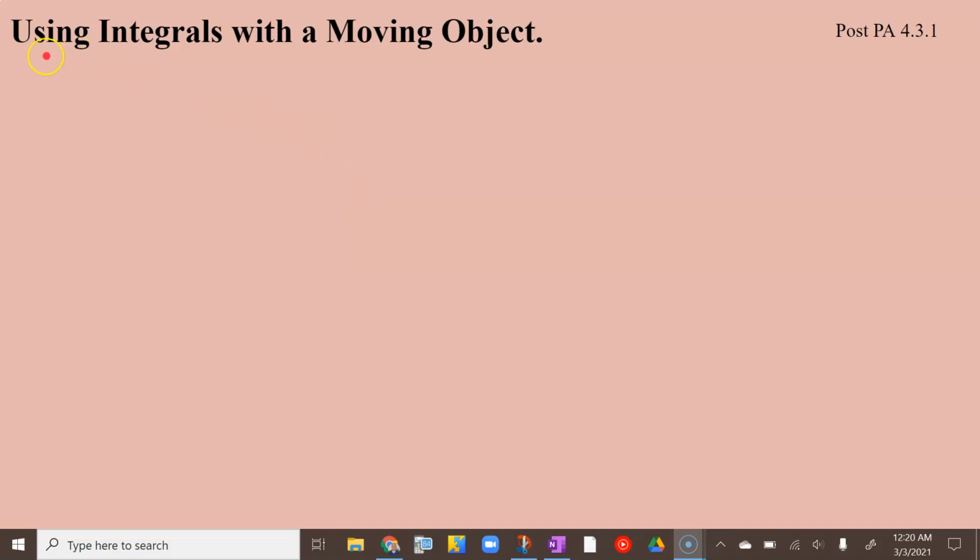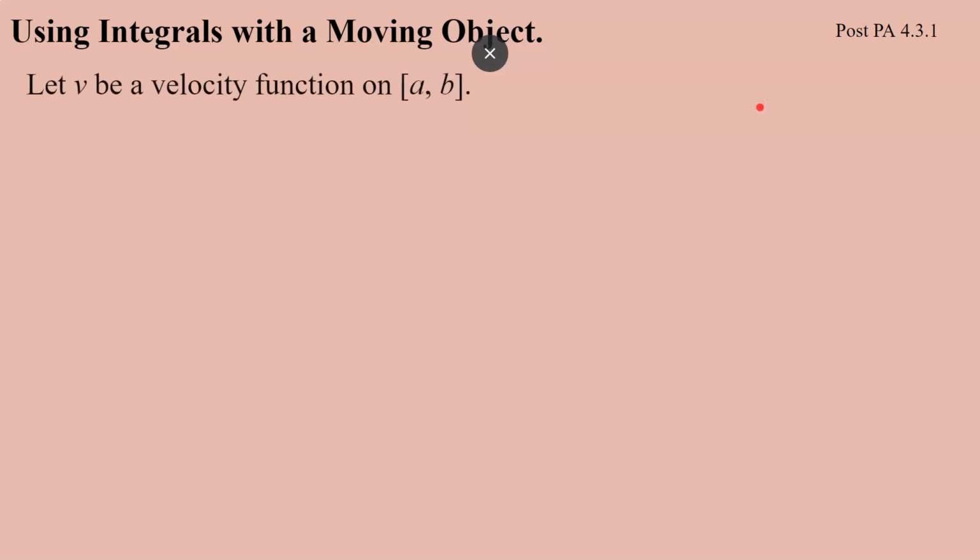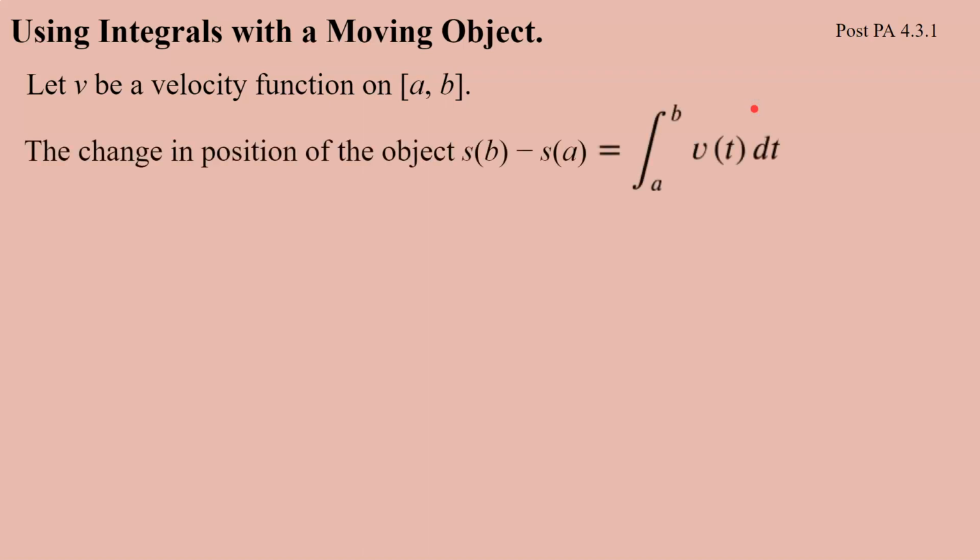Okay, let's keep rolling. Using integrals with a moving object. So now we have a velocity function, right? So v is some velocity function on the interval from a to b. The change in position of the object, so the displacement of the object, we can use the position function, and we can say the position at time b minus the position at time a. That's displacement. But now we also know displacement is the signed area under the curve.